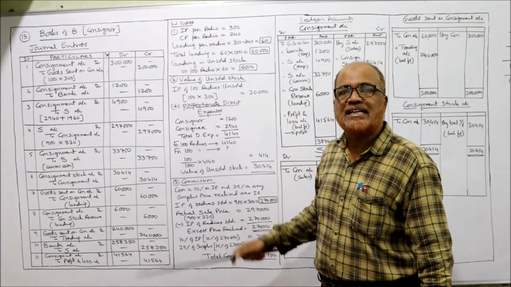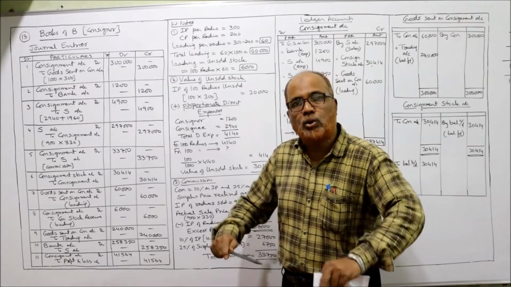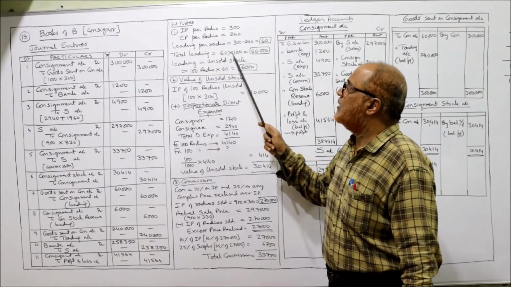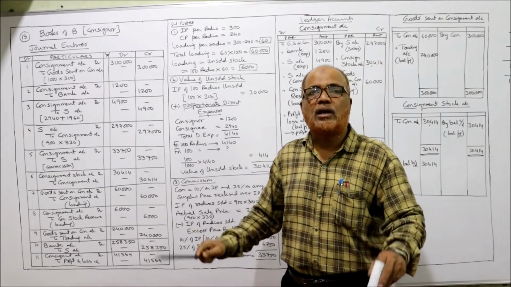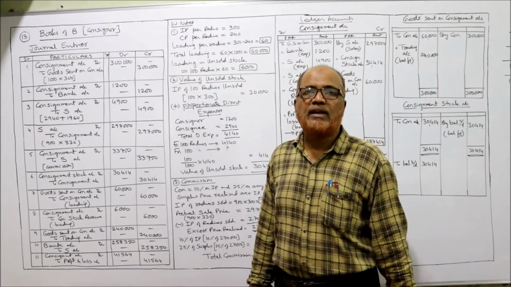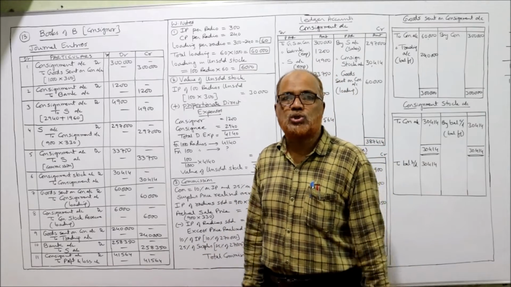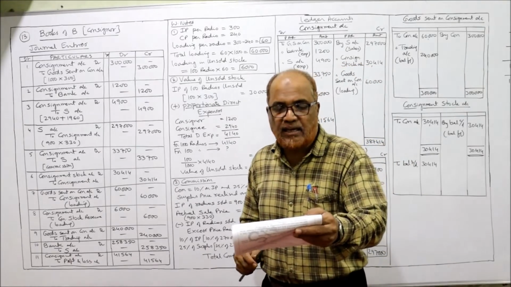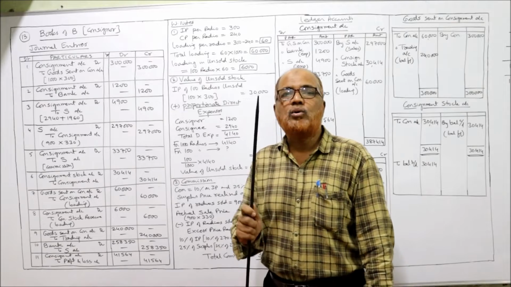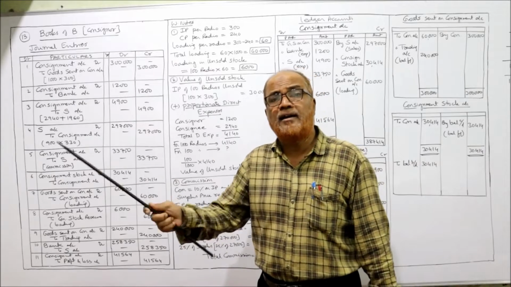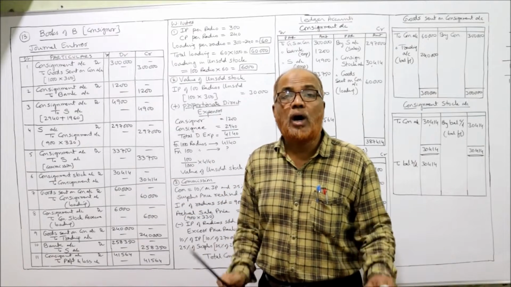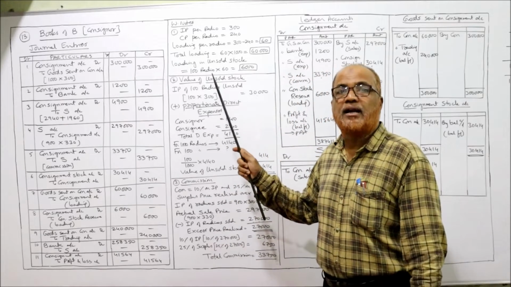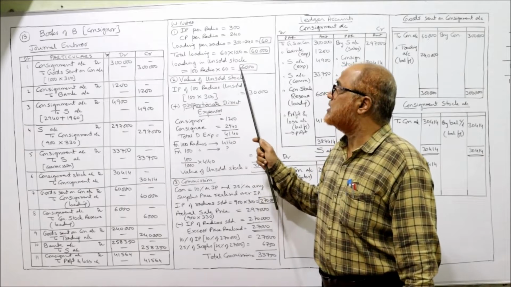How many radios are sent? 1000 radios. So total loading: per radio loading is 60, so for 1000 radios, 60,000 is the total loading. Now we need loading in unsold stock. Actually unsold stock is given in the last line. 900 radios are sold. Out of 1000, 900 radios are sold by the consignee. So 100 radios are remaining unsold. So what is the loading on 100 radios? 100 into 60, 6,000.